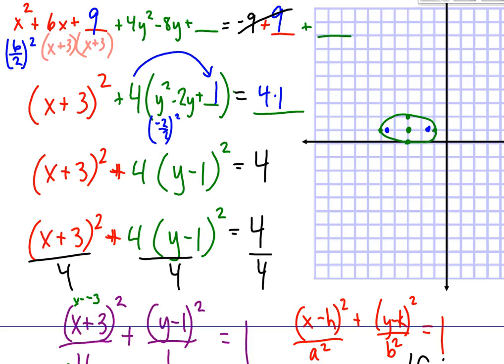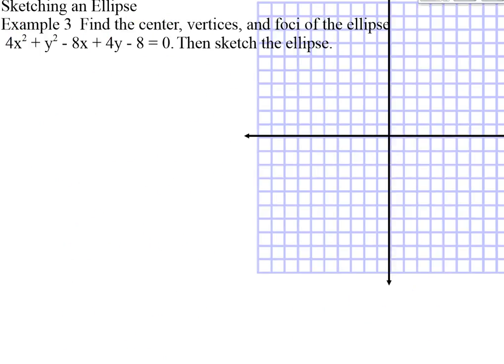I have one more problem for us to do, and if you weren't here, this will be a recording of a full problem that might help. So we have to find the center, the vertices, and the foci of the ellipse. And by the way, those are all different kinds of answers as we go. And then we sketch the ellipse. This one is number 3. I'll just restate it: 4x squared plus y squared minus 8x plus 4y minus 8 equals 0.